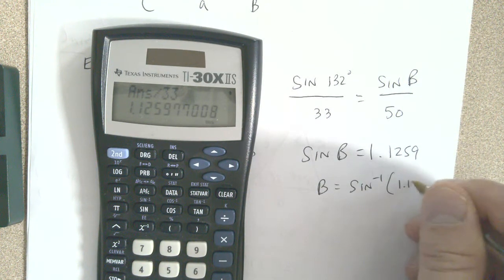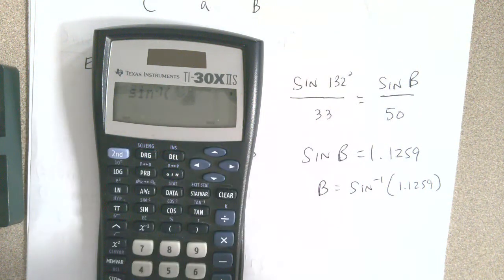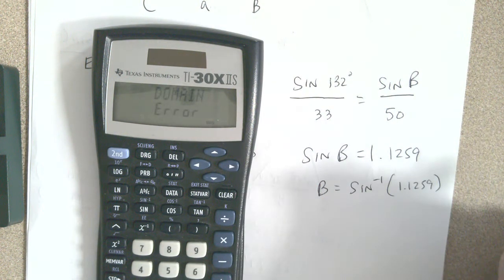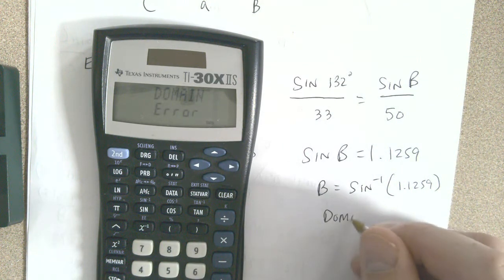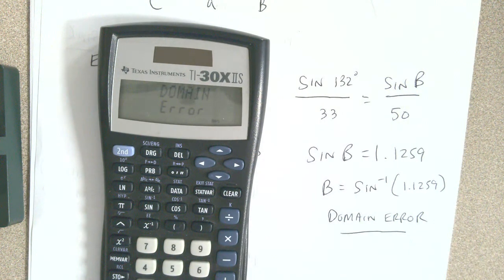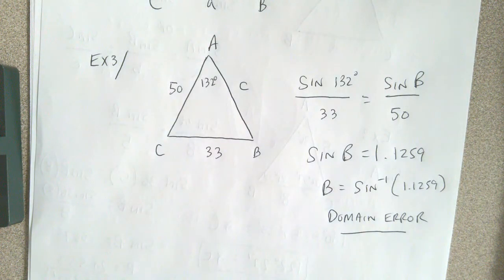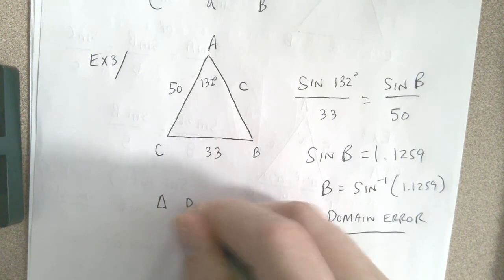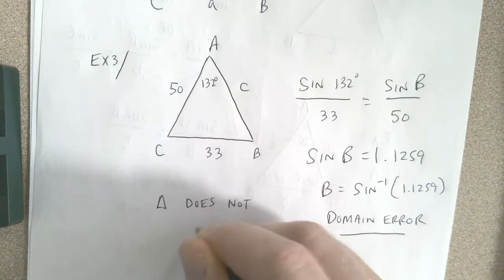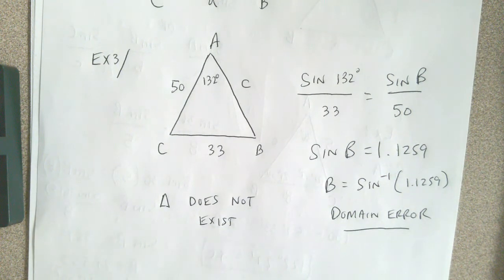And obviously, we're going to try and do the inverse sine of that 1.1259. So I'm going to hit second, and then answer. And when we do that, it gives me a domain error. Anybody want to take a guess what that indicates to us about this triangle? Yeah, it tells us that this triangle does not exist, which means it's not possible for that to occur.